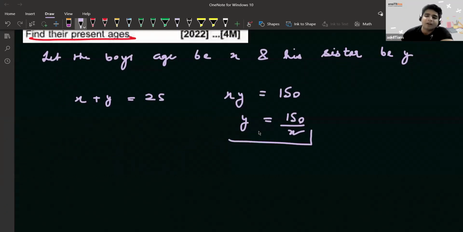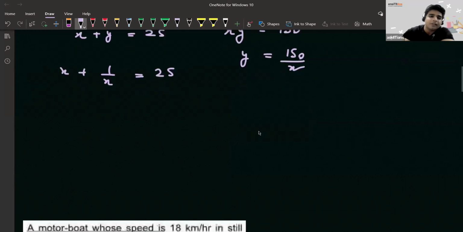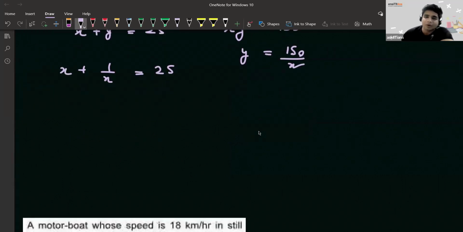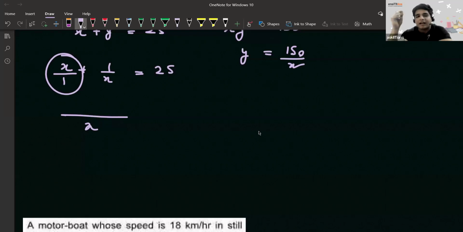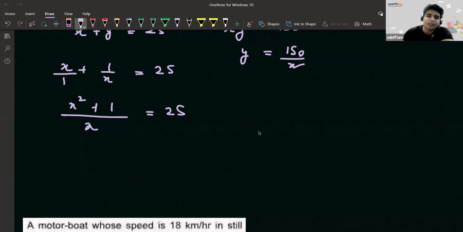Now I will use this value of Y, which is in terms of X, in the first equation itself. So I'll get X plus 150 upon X, which is equal to 25. I hope this is very clear to you all, right? Now I will take the lowest common denominator. That is going to be X, because over here it's 1, over here it's X. So I will have to multiply and divide this particular X with X itself. So it is going to be X square by X plus 150 by X is equal to 25, everyone.